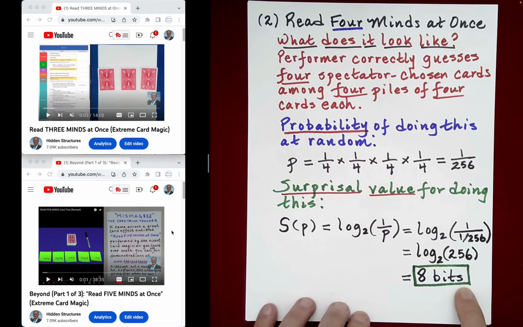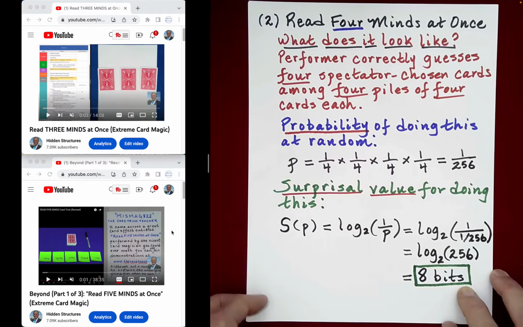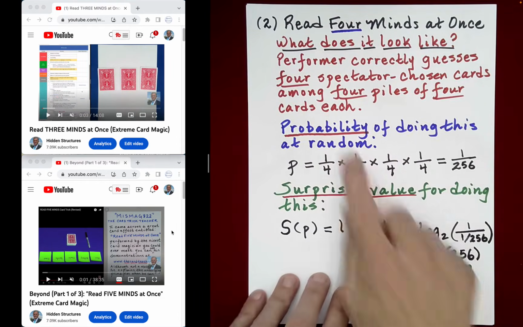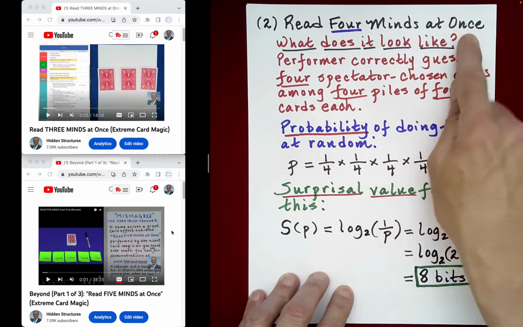Okay, so how do we interpret that? We interpret it in terms of ordinary coin tosses. So imagine having 8 fair coins, tossing them high up into the air, while in the air you say all of the coins are going to land heads up. And they do. So that gives you a sense of the degree of surprise you or a spectator would experience in watching the performance read 4 minds at once.